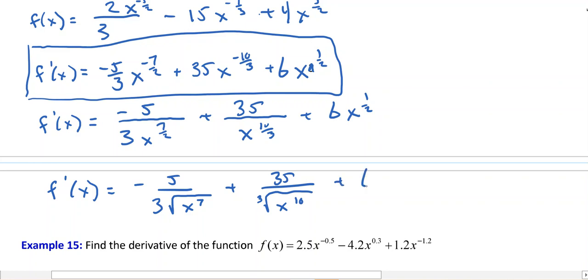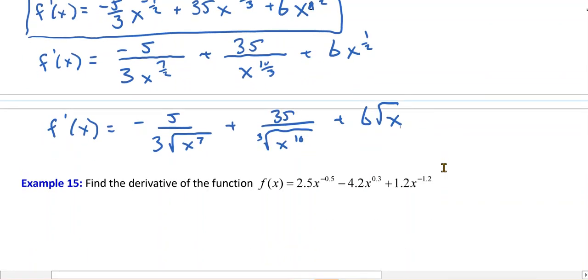So if any of this is still confusing you, manipulating the negative exponents, manipulating the rational exponents, again, I have videos on the exponent rules, and I have a video on how to switch back and forth between radical form and rational exponent form. You'll want to make sure that you take a look at some of those videos.